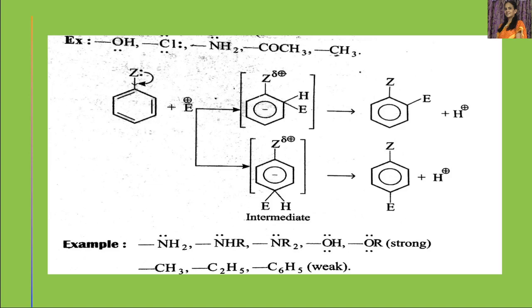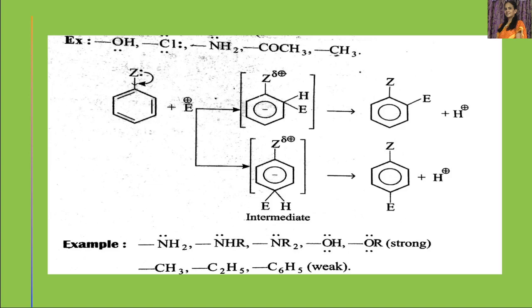So whenever electron releasing groups like OH, NH2, COCH3 and CH3 etc. are present, the electron density will be increased at the ortho and para positions. Thus we get a disubstituted product at ortho and para positions. About chlorine we will talk later, because it is an electron releasing group, but it is a meta directing group. That we have to remember.